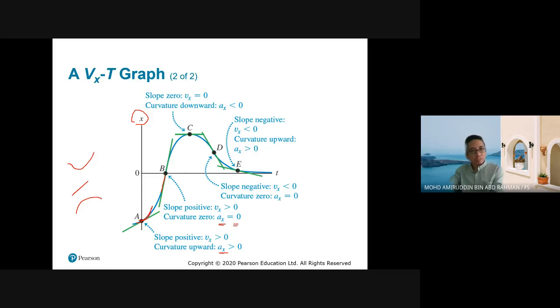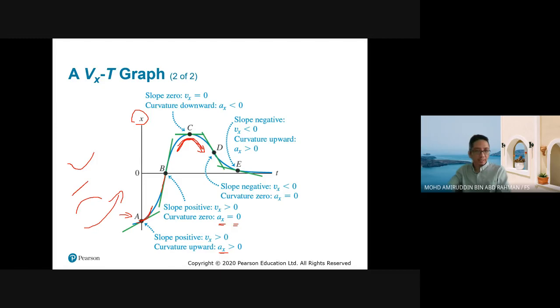And then the curvature is downward. Curvature is going from going up to going down. You can differentiate here. From here it's going up. Now it's going down. So here it's going up, so the acceleration is positive, but here the acceleration is negative.